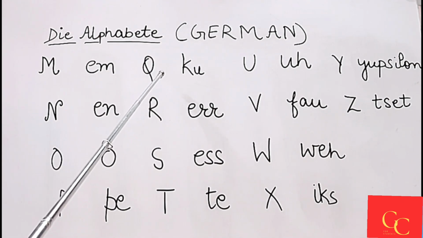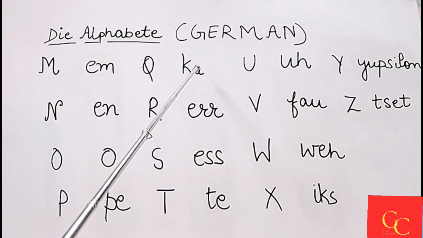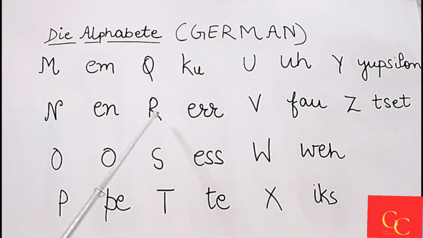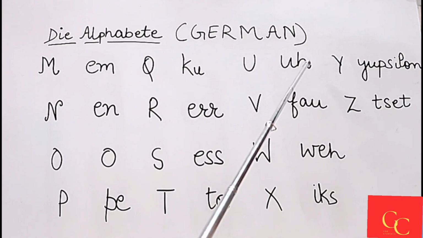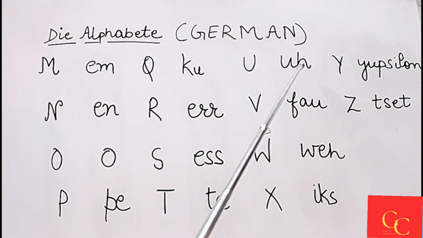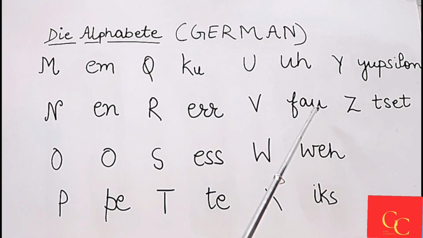What is Q? Q. R is R. R. S is pronounced as S. S. T is T. T. U is U. U. V is V. How do we pronounce it? V. W is V. V.